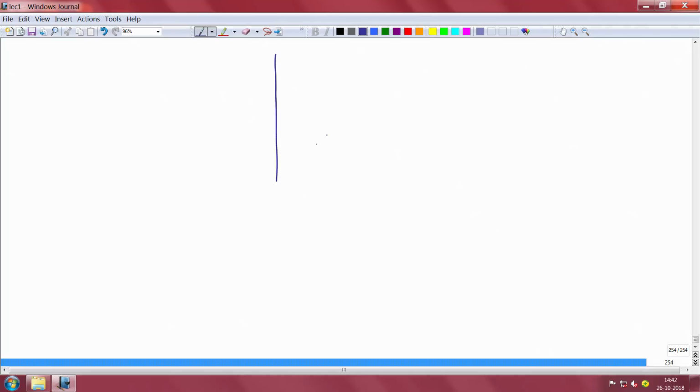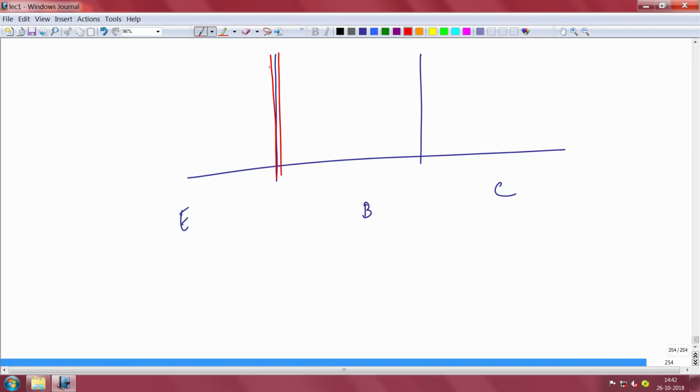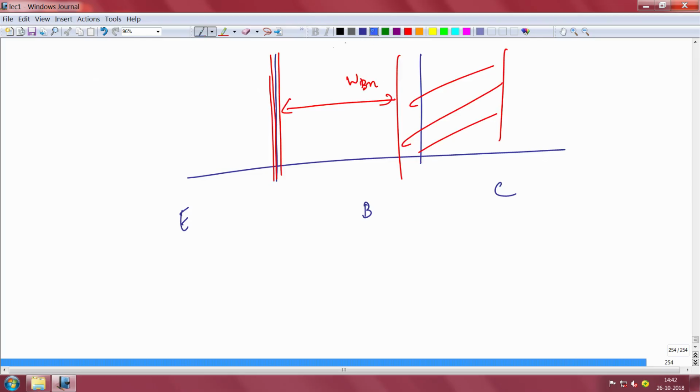So if you recall from the last class, I told you this is your base, this is your emitter, this is a collector, there is a small depletion here, sorry, and then there is a large depletion here. Only this matters, which is WB. The electrons that are injected from the emitter side will decay almost linearly, and that minority carrier profile is NB(x).